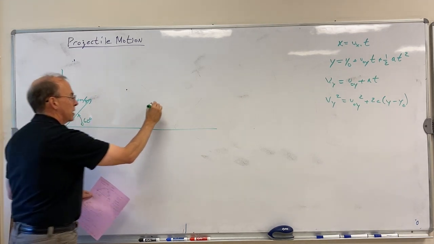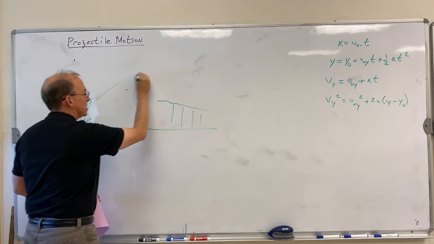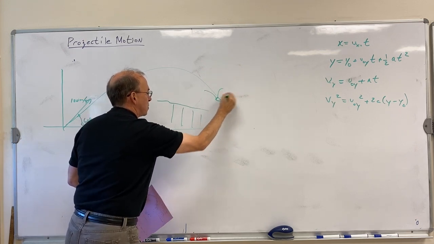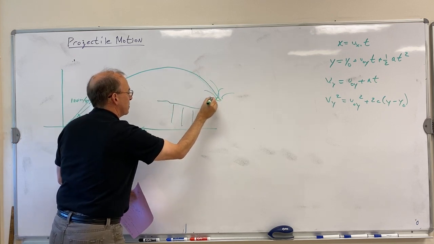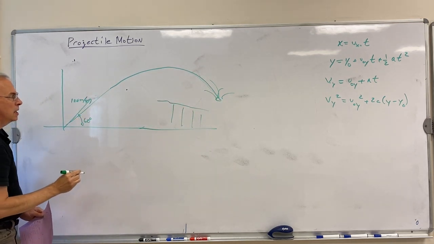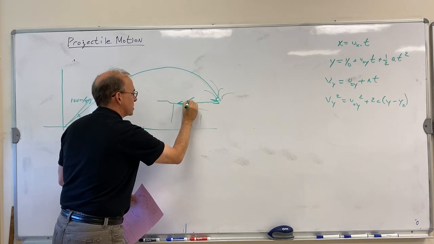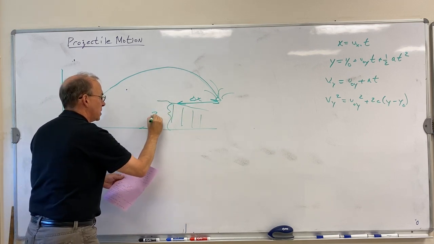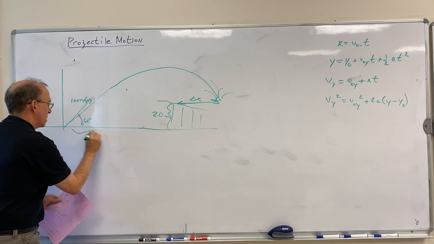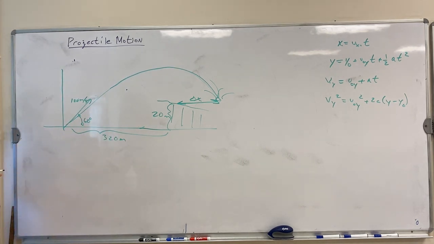And I fire it so that it lands up on some cliff. So it does this. It's up there like that. Let me make that dark enough you can see it on the video. And what I want to know is how far back does it hit from the edge of the cliff if the cliff is 20 meters high and the cliff is 320 meters back from where this was launched. There's my example.